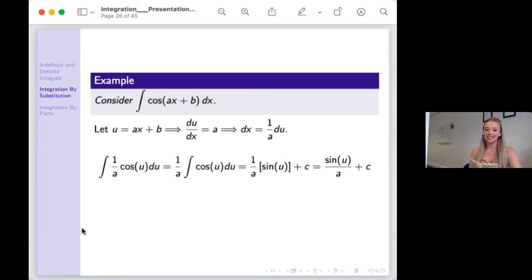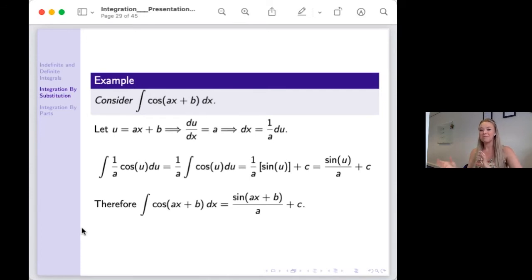Cos will integrate to sine, and then finally we can put it back in terms of x as well. So it might be a nicer one to remember so that you don't have to go through 5 different steps each time. So the integral of cos of ax plus b will always go to 1 over a times sine of ax plus b. And then remember your plus c on the end.